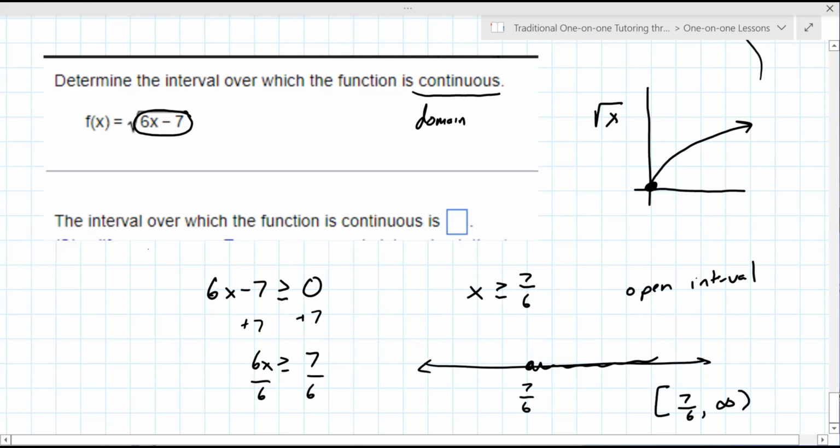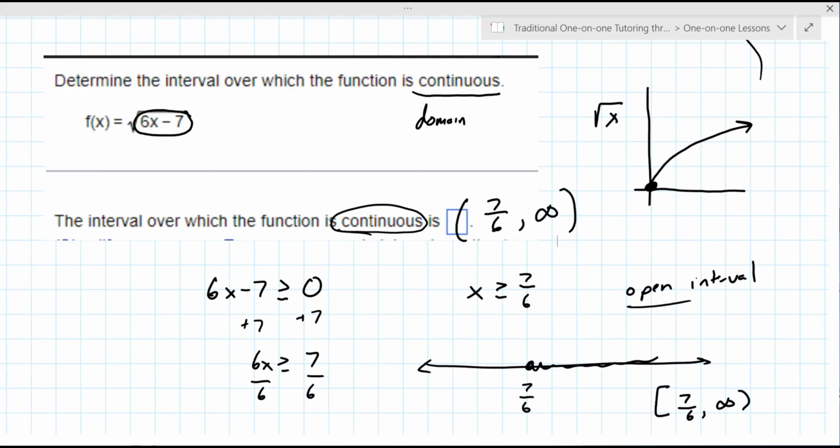But I believe because of the way that this is set up, it wants what's called the open interval. So it's just 7 over 6 to infinity. And this is one of those Pearson things where, if we looked at the homework, we would know for sure whether it wanted the open or the closed interval, but pretty sure 7 over 6 is good. Yeah, all it says under it is to simplify your answer and type answer in interval notation. Yes. Okay.